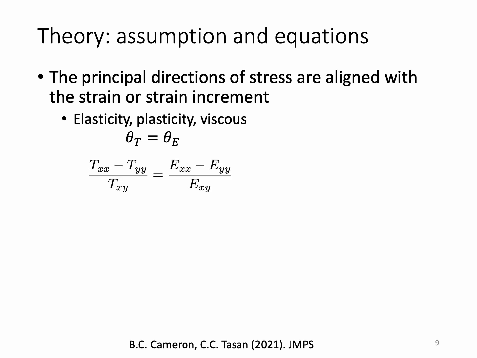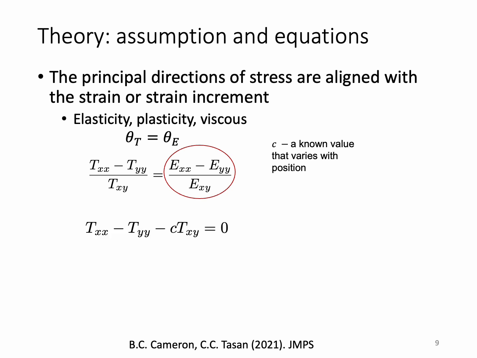So this means that the components of the stress T are related to the components of the strain in this way. But the whole point is we've just done digital image correlation. We know what the components of the strain are. So we can just call this whole right-hand side a variable C that changes with position. We can rearrange this so we have a single equation for the three components of the stress with a known coefficient.